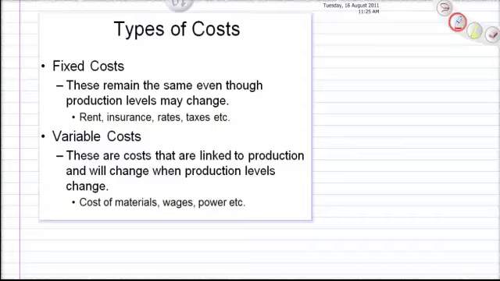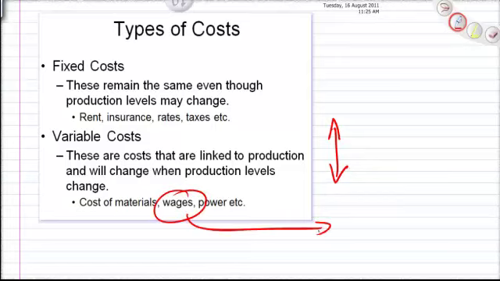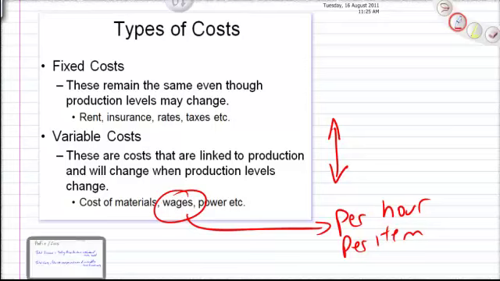Variable costs go up and down with the number of items that you make. So these are the ones that will go up if you make more or go down if you make less. So things like the cost of materials, power, water, those kind of things, and wages, especially if people are paid per hour or per item. Obviously, if you're getting paid per item, the more items you make, the more you have to pay someone. So these costs go up and down based on how many items you're making, hence the word variable.